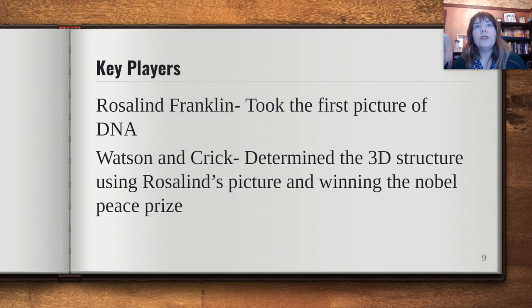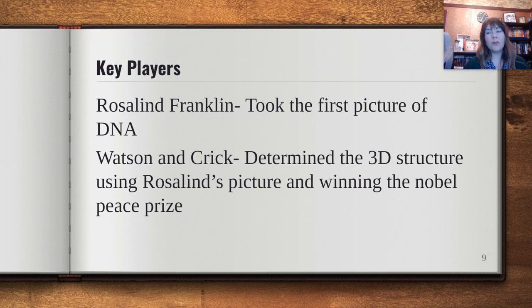We're going to move on now to talking about who helped discover DNA. So there's a couple key players, Rosalind Franklin and Watson and Crick. So Rosalind Franklin, she was a crystallographer. She took X-ray pictures, and she actually took the very first picture of DNA, which then Watson and Crick used a couple years later to actually determine the 3D structure of DNA.